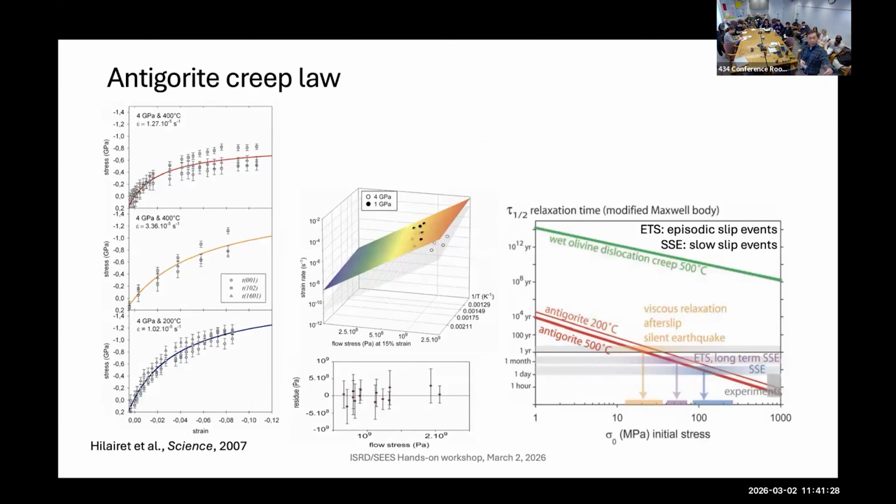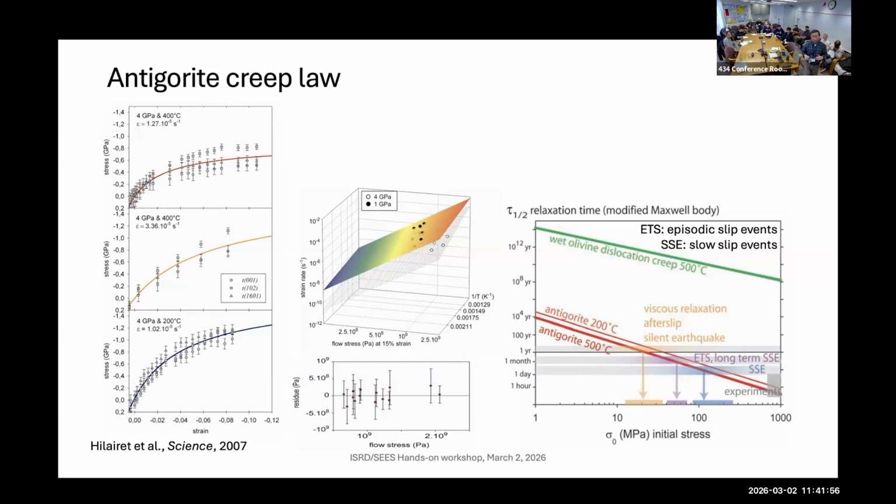So this is one example about flow laws, right? This is antigorite, from many years ago, 2007. Nadesh was one of my postdocs. She measured these flow laws of antigorite, fit the creep laws, and estimated the viscous relaxation of antigorite during subduction zone conditions.